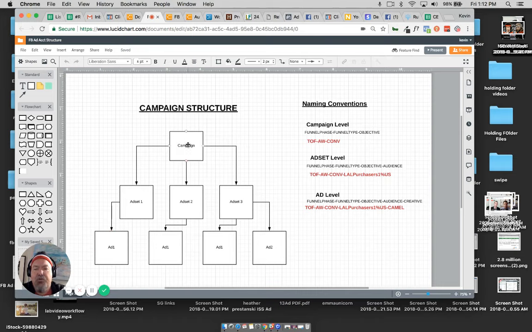The top level is campaigns. And in campaigns, you generally just cover broad things like the objective of the campaign, whether it's video views, engagement, conversions, etc. So you have those on the top level, and the things that you select at that level are very broad.